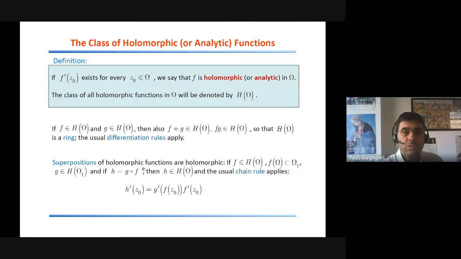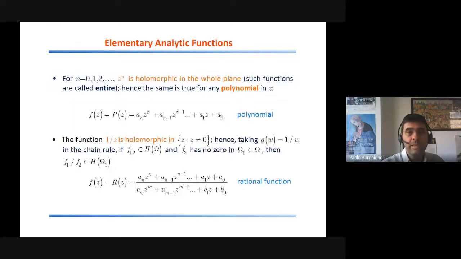What you do is to obtain a third function, let's call it h, and technically this is written in this way, g o f. Then this new function h is again holomorphic in omega, and you can calculate its derivative using the usual chain rule. So the derivative of the function h is simply the product of the derivatives of the composing functions f and g.